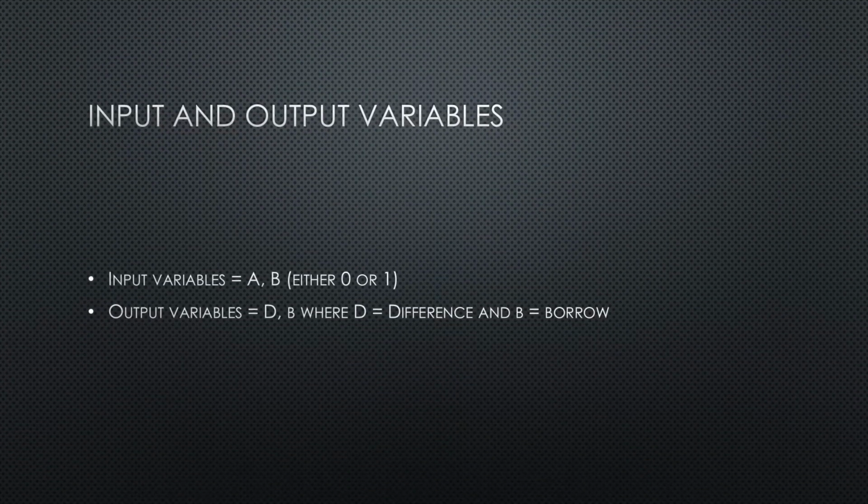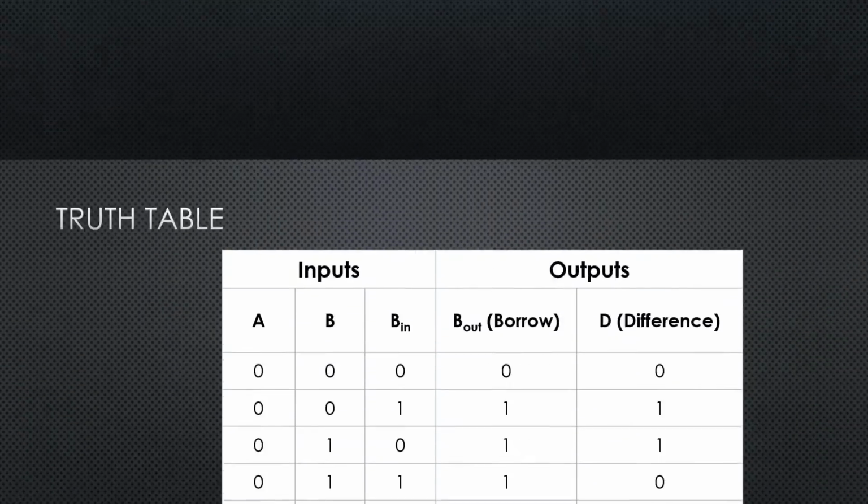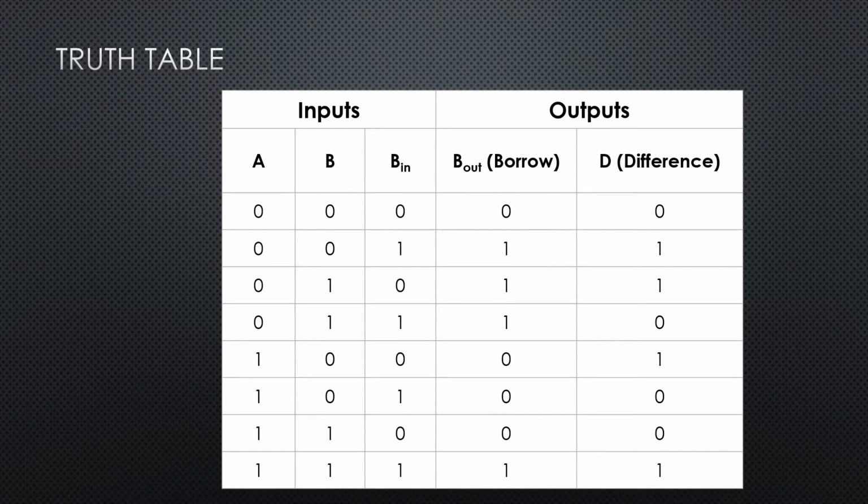Input and output. Input variables A comma B, within brackets, either 0 or 1. Output variables D and B, where D is difference and B is borrow. Truth table. The input A is 0, B is 0, B in is 0, the borrow is 0 and the difference is 0.